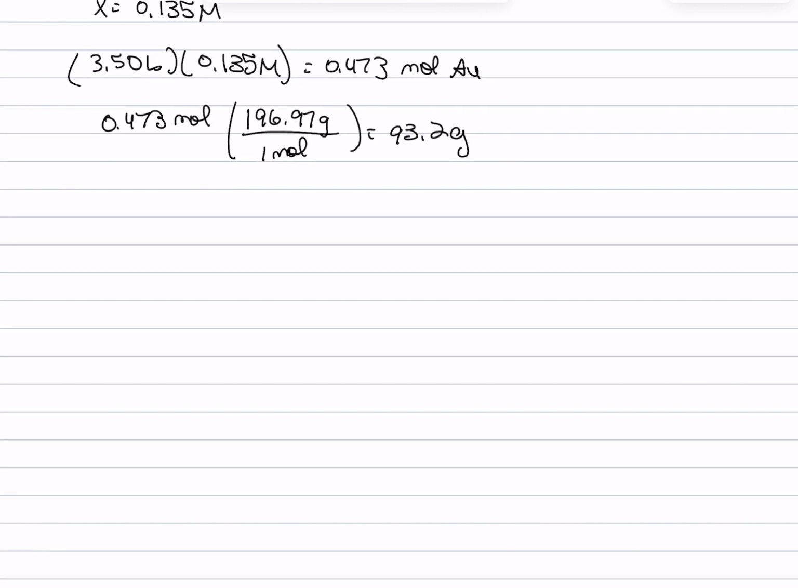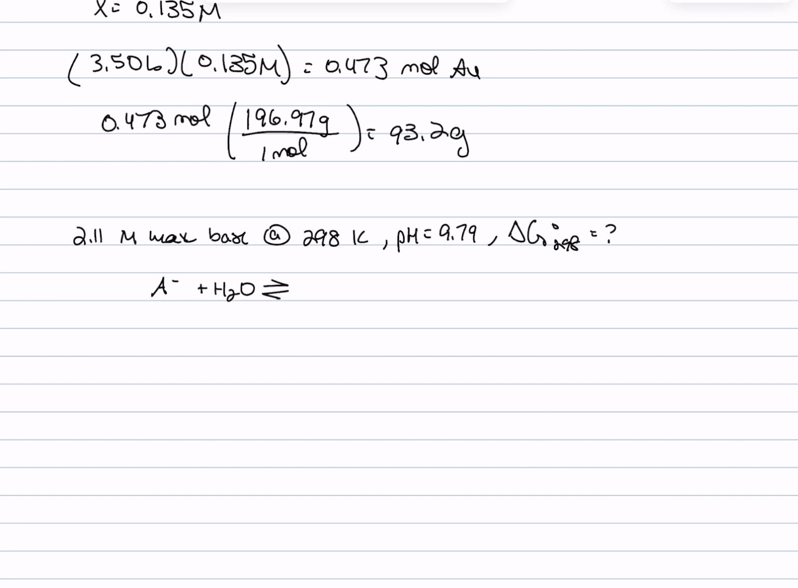The next question deals with equilibrium in thermo. So we have 2.11 molars of weak base at 298 Kelvin and a pH of 9.79. And so we're asked for what the delta G standard of 298 is. Our first step is to write out the equilibrium for the weak base, and so we have A minus plus H2O goes to HA plus OH minus.